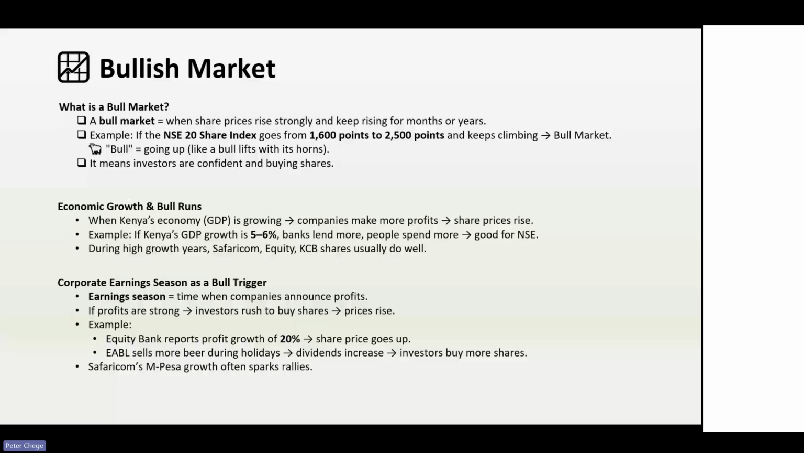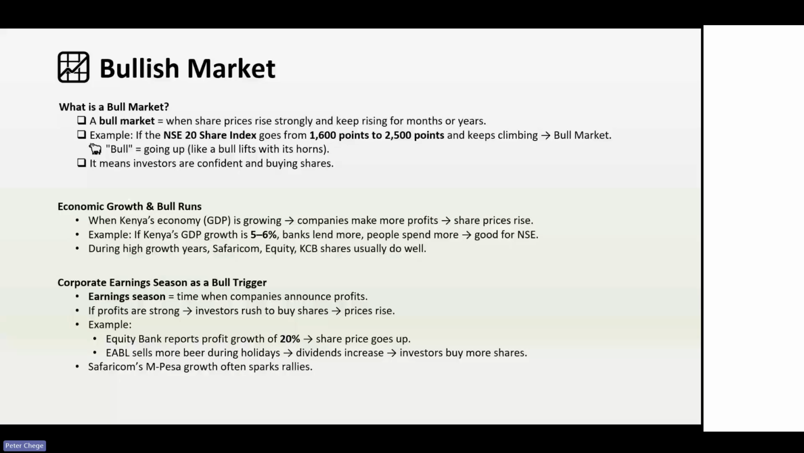So some of the contributors, one of them is the economic growth. So when Kenya's economy grows, when you hear the CS for Treasury say our GDP is growing, it means Kenya's economy is growing. That time check NSE. You see most of the companies are improving in price. It means that time companies are making more revenue, more sales, and they are making profits. And that contributes to share prices rising.